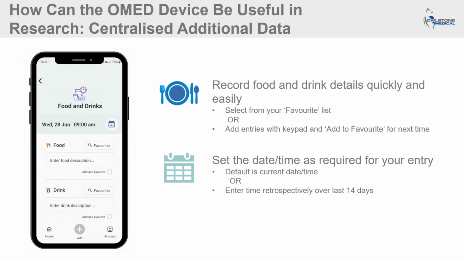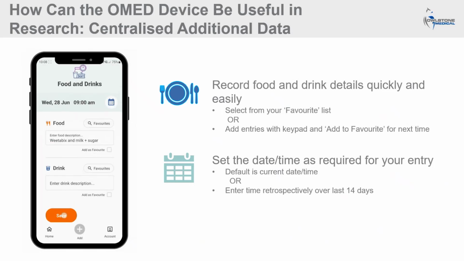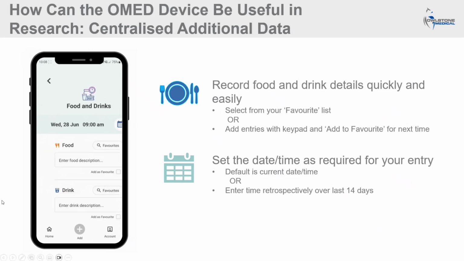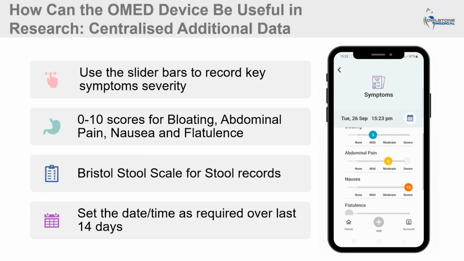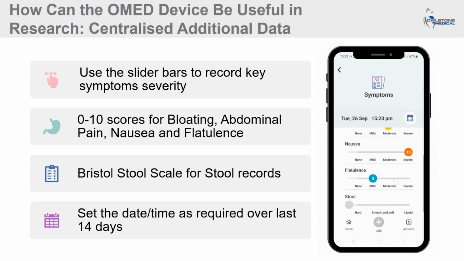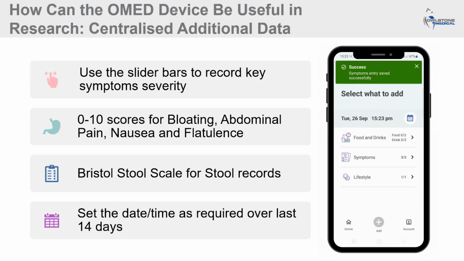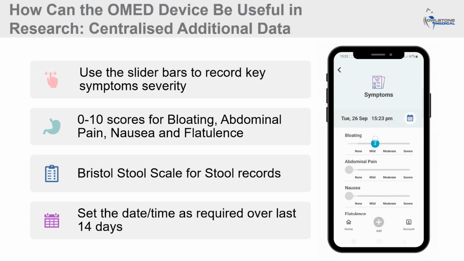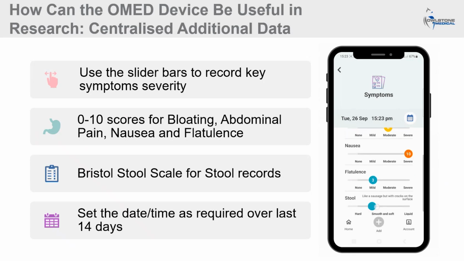In the OMED app, you can record food and drink details very quickly and easily. You can set the time and date as you need for when you actually ate the food and drink. You can record symptoms. So we have a 1 to 9 scale in bloating, in abdominal pain, in nausea, in flatulence. And then with stool, we use the Bristol stool scale in order to help the patients to classify what kind of stool they've had on a particular day. And again, you can set the particular date or time that those symptoms were observed in the app as well.